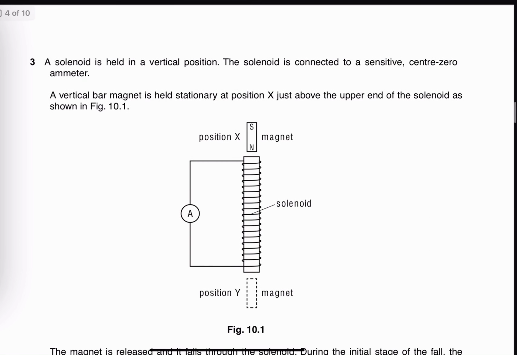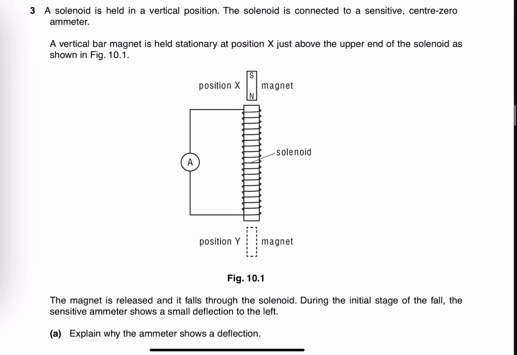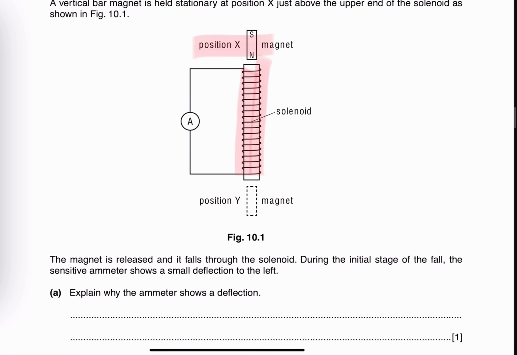Question 3. A solenoid is held in a vertical position. The solenoid is connected to a sensitive center-zero ammeter. A vertical bar magnet is held stationary at position X, just above the upper end of the solenoid. As shown in the figure, the magnet is released and falls through the solenoid. During the initial stage of the fall, the sensitive ammeter shows a small deflection to the left. Explain why the ammeter shows deflection.